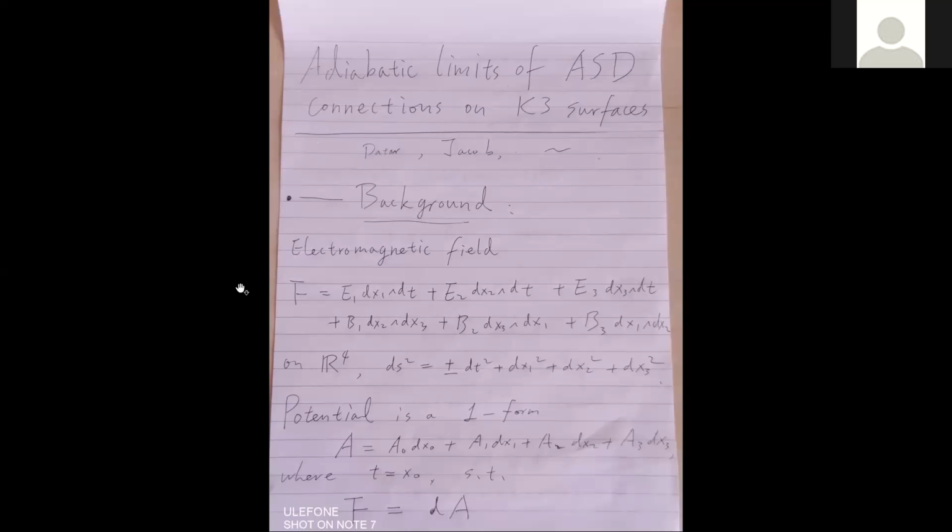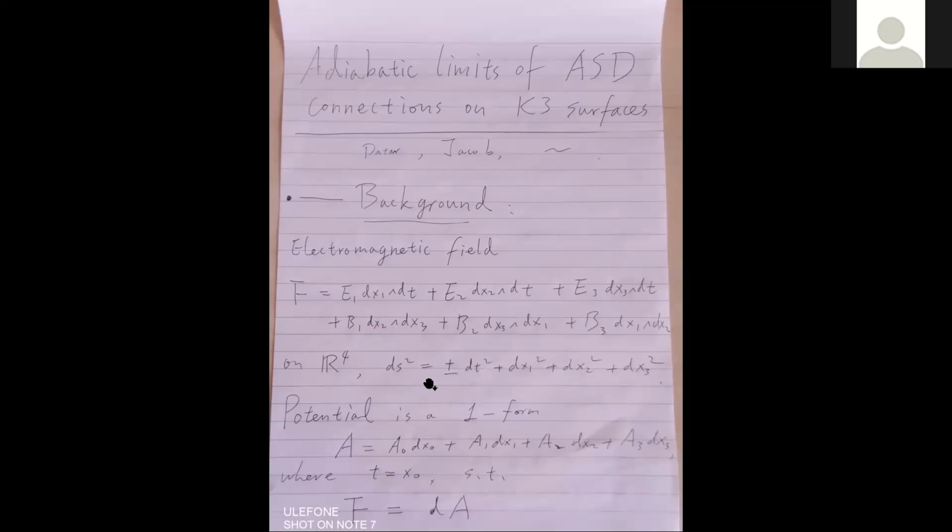So first, let me say something about the background. We consider this electromagnetic field on R4. We think about the Euclidean metric, or sometimes the Minkowski metric with a minus sign. And the field is just a two form written in this way. The E_i are the electric field, and the B_i the magnetic field, right?